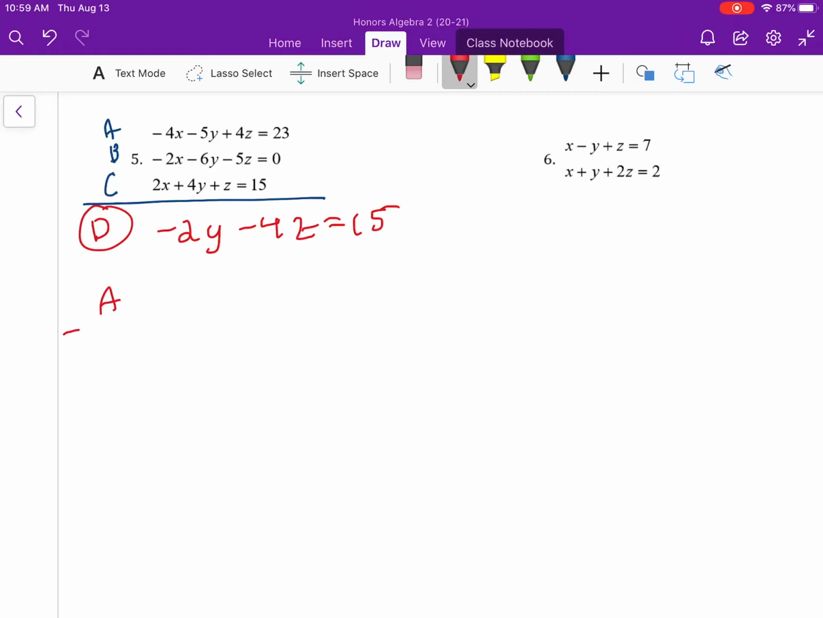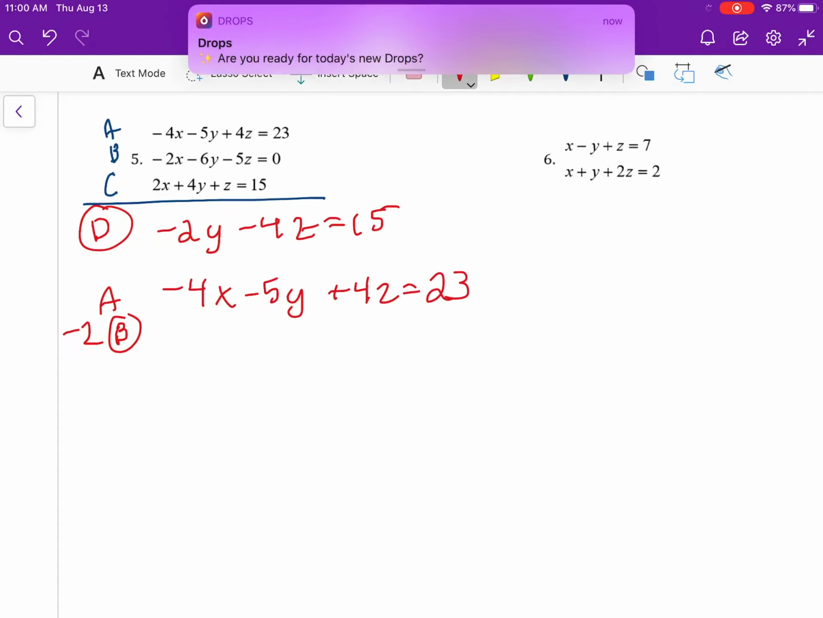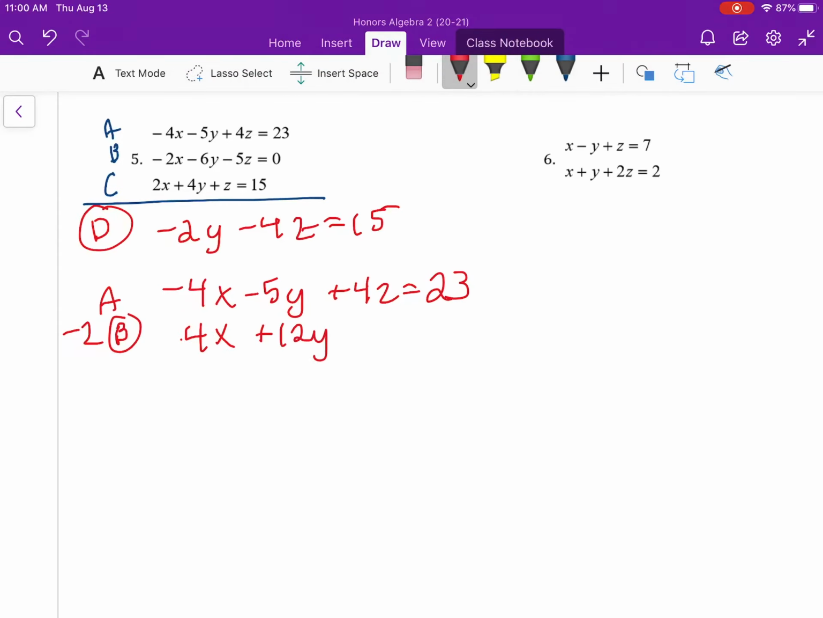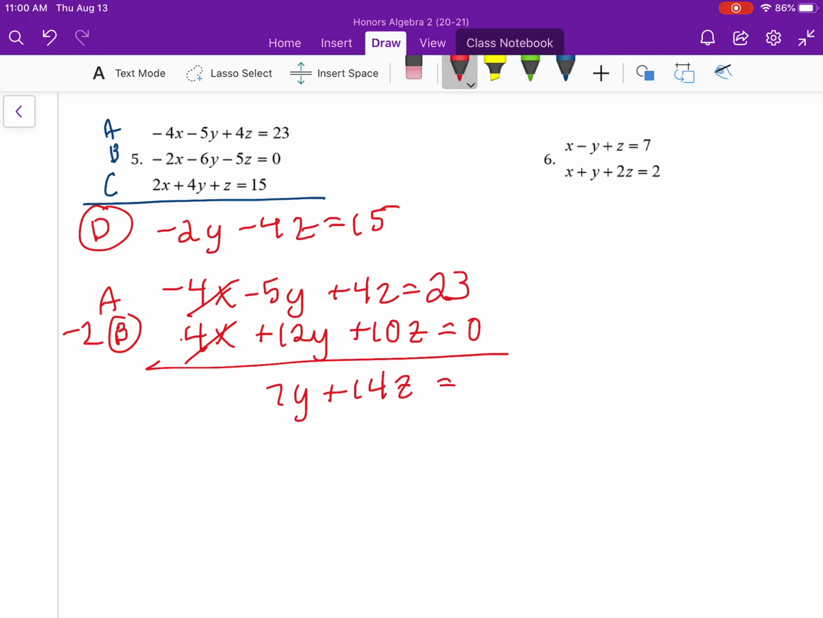Let's eliminate x again by taking A, and let's take negative 2B. So negative 4x minus 5y plus 4z equals 23. Now double and make it opposite of this next one: 4x plus 12y plus 10z equals 0. So these again will cancel. We'll get 7y, we'll get 14z, and we'll get 23. So this is E.